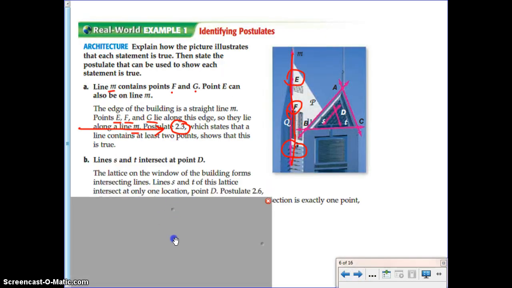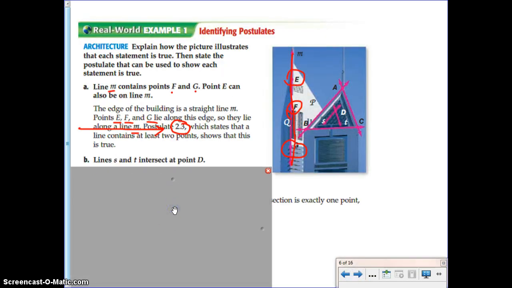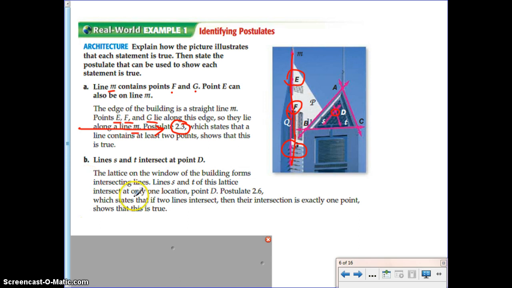All right, let's quiz yourself for one more. Lines S and T intersect at point D. So where's point D here? Here's lines S and T. Pause the video, look back and see if you can figure out which postulate or theorem talks about this. All right, the lattice on the window of the building forms intersecting lines.